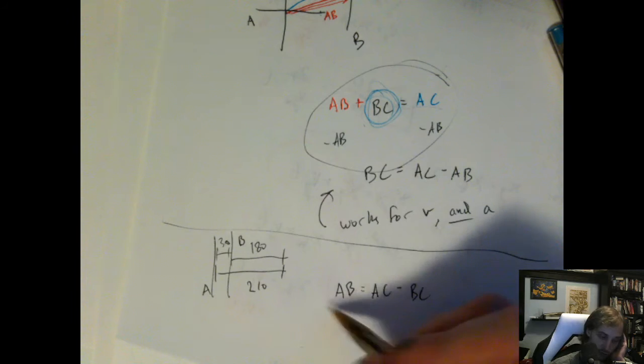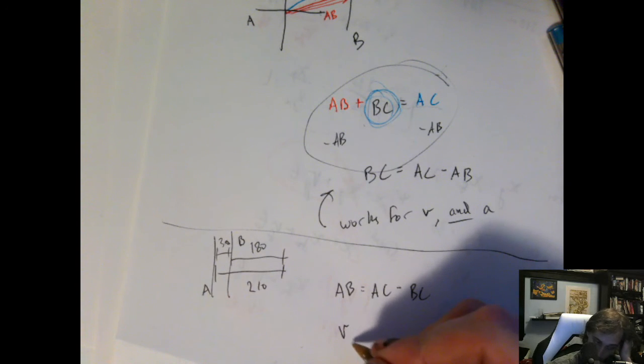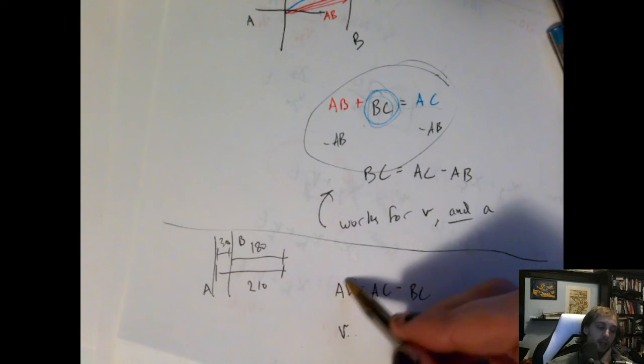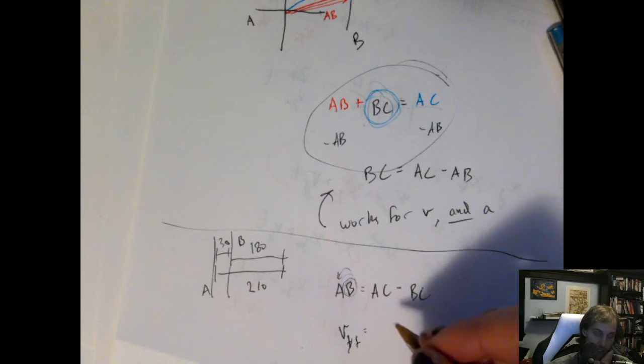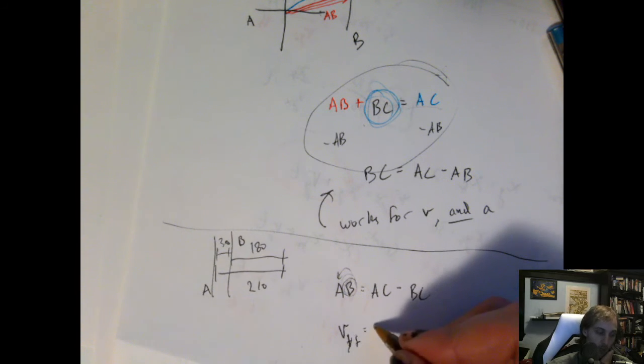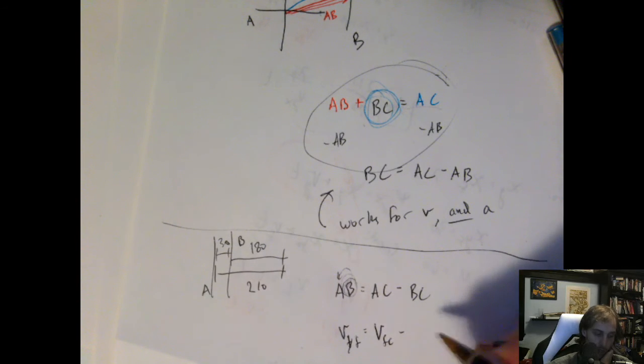But that's also true for the velocities. The velocity of your friend according to you. So the order here is the thing you're seeing according to the thing that's doing the seeing. So the velocity that you see your friend going will be equal to the velocity that your friend sees New York going, minus the velocity that you see New York going.